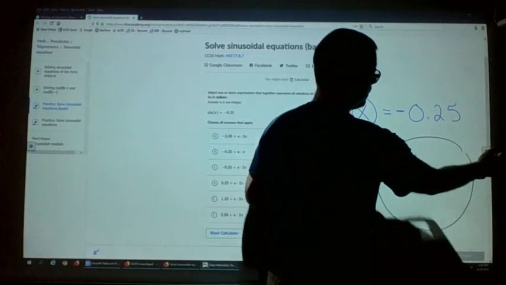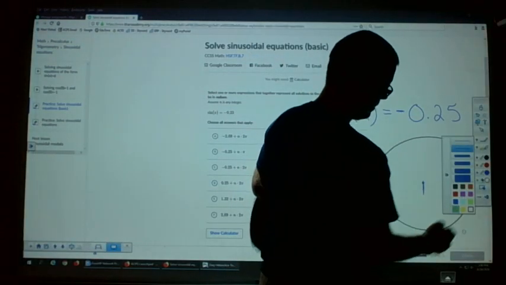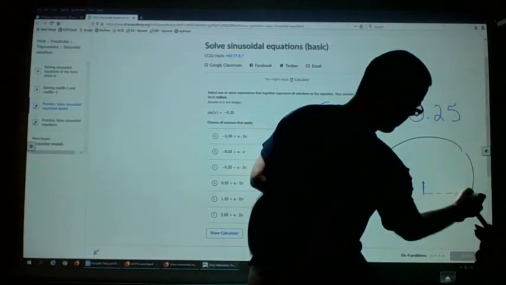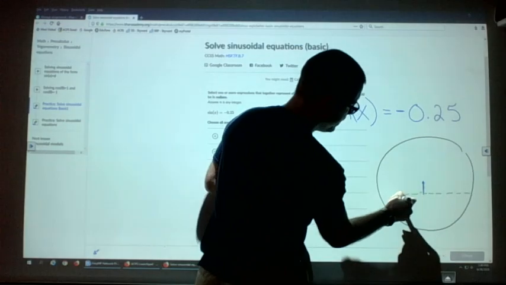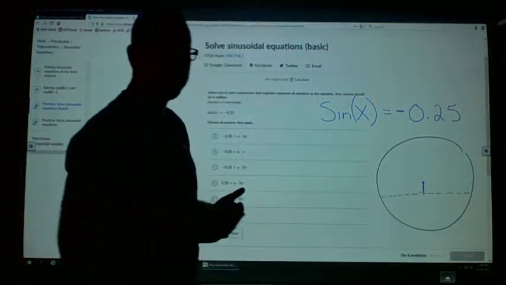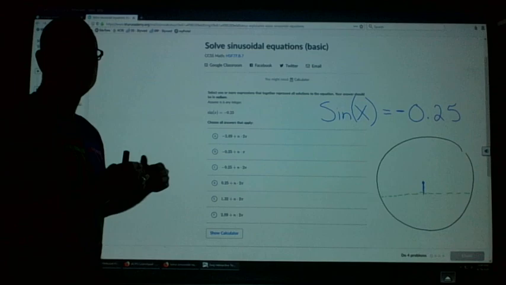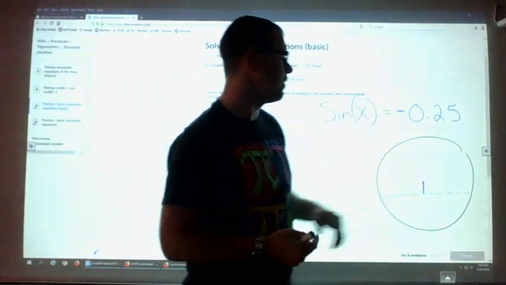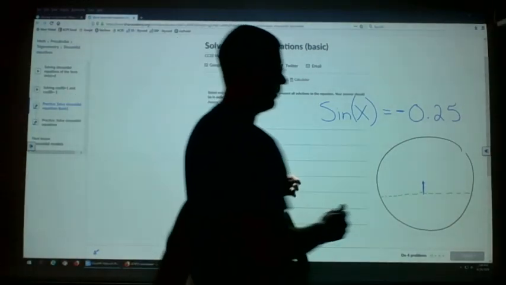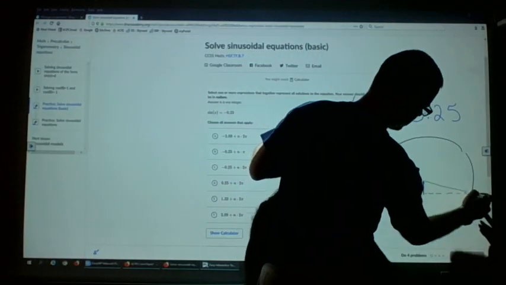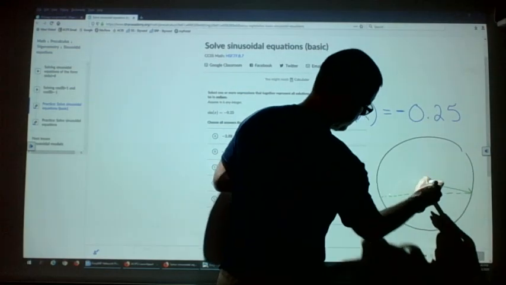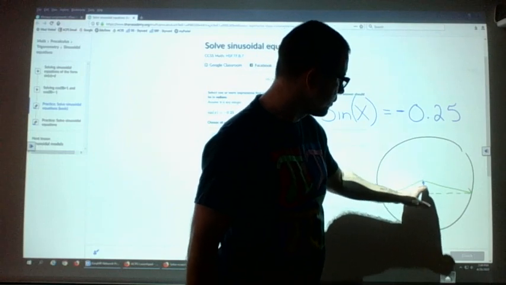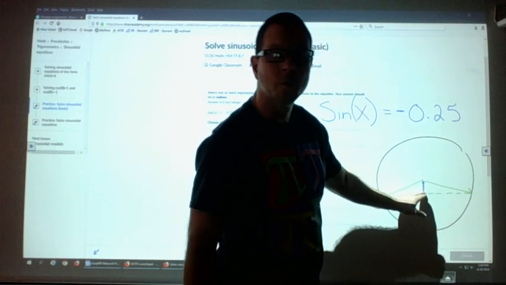And then my angle will be the triangles that I can create that have a vertical leg equal to negative 0.25 on the unit circle. So I would have this one and this one. Notice the vertical leg here would be negative 0.25.